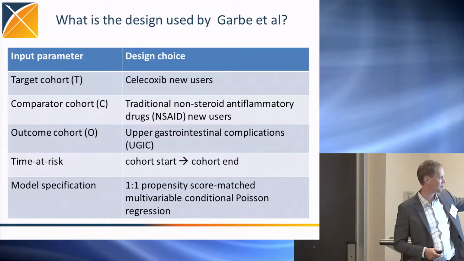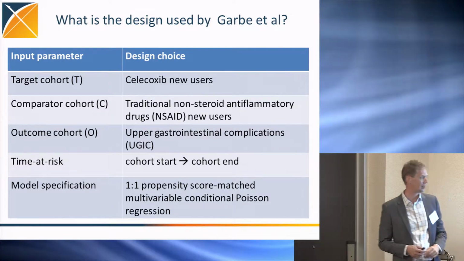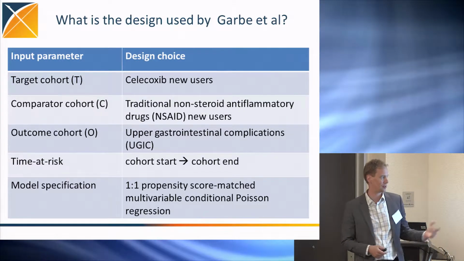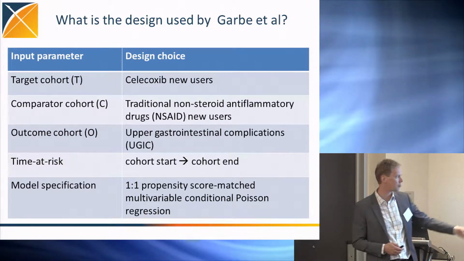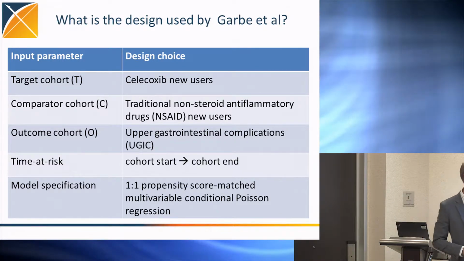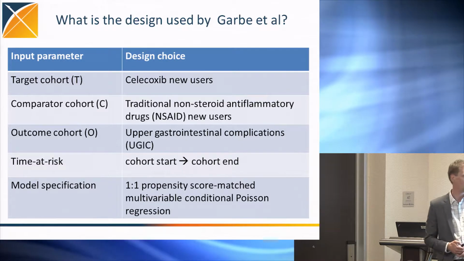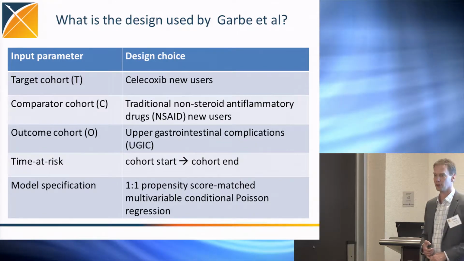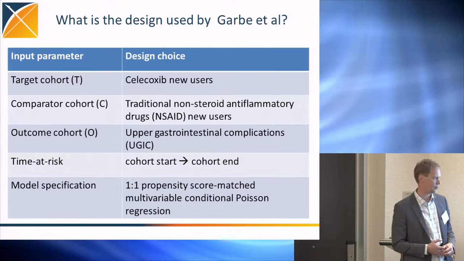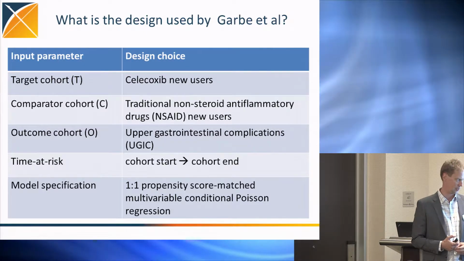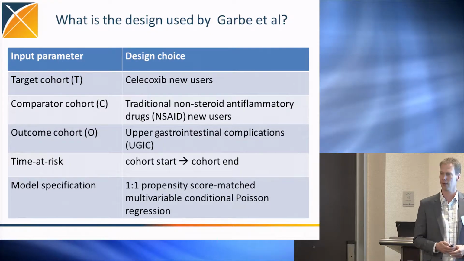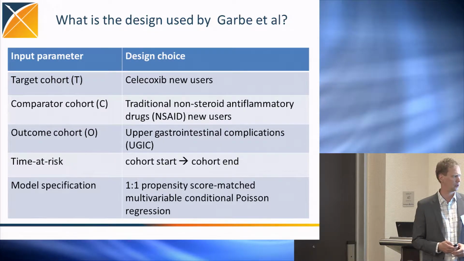So we have our TCO. The time at risk is simply specified as cohort start to cohort end. And the model specification is that, again, we'll use one-on-one propensity score matching. But instead of using a Cox regression, as was used in the Graham paper, we're using a conditional Poisson regression, and a multivariable one at that.